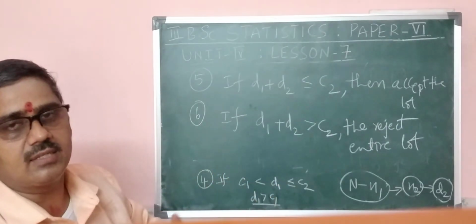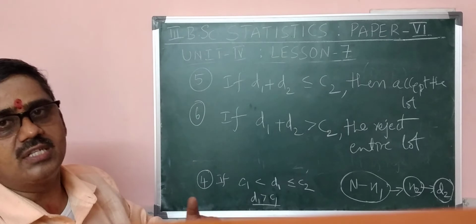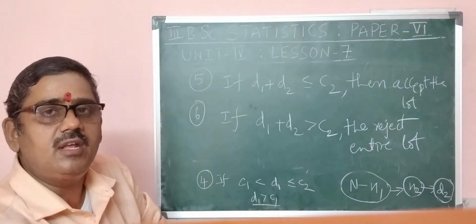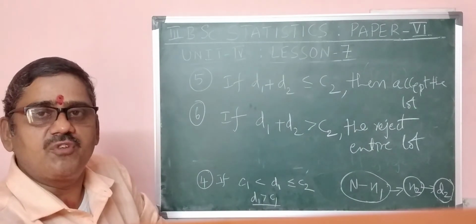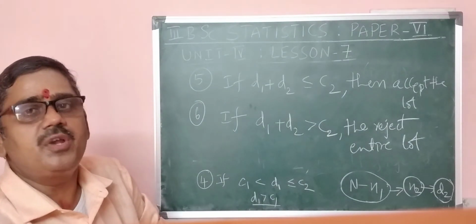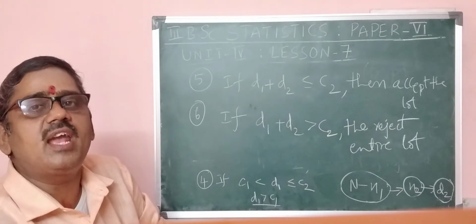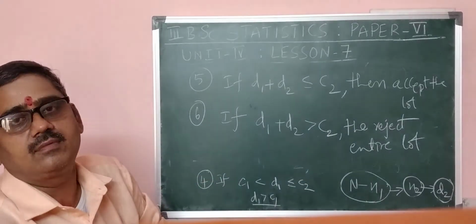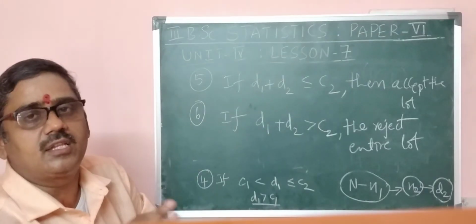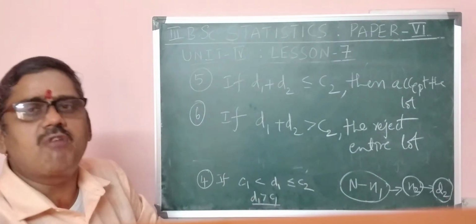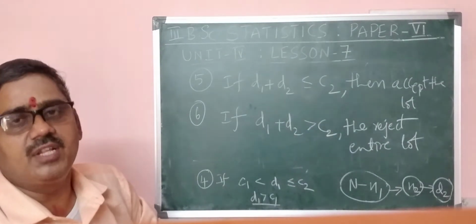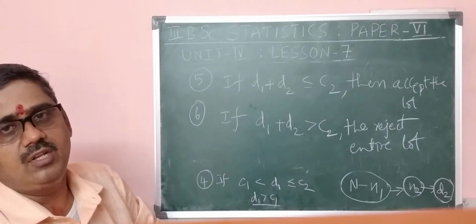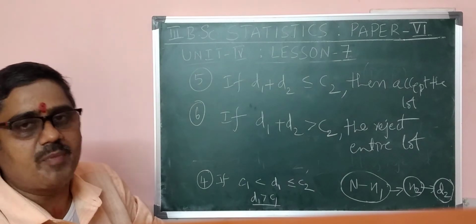Whatever units were selected in the samples, for example, first sample of size 20, second sample of size 30, and the total number of units is 50, of which you need not inspect the items again. The remaining items are to be inspected. That is nothing but 100% inspection. Whatever 100% inspection is needed in this case, you have to inspect all the items.